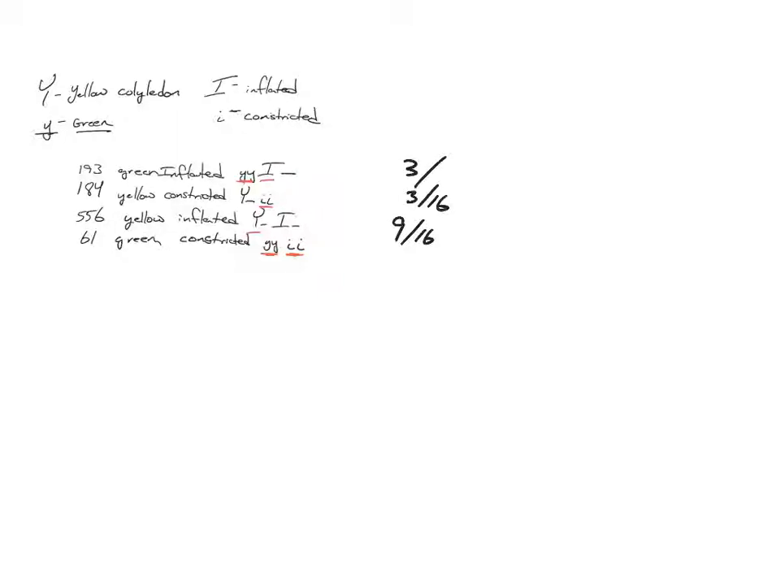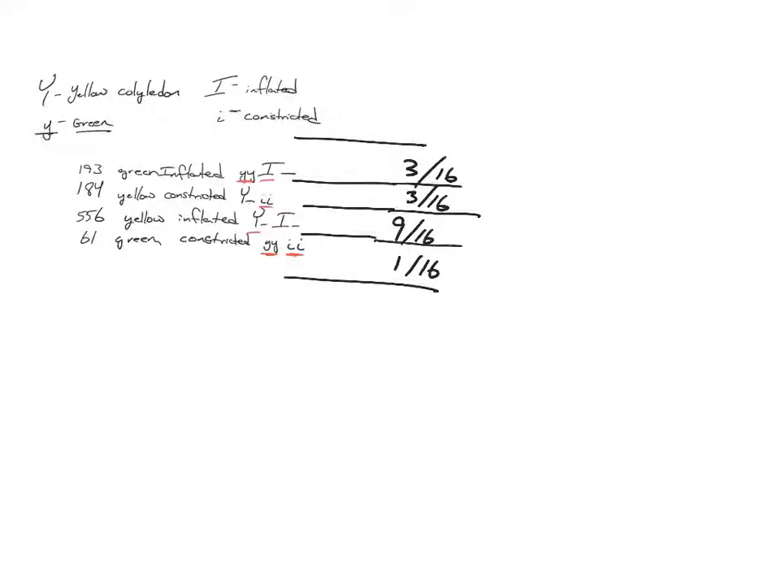3 out of 16 of the green inflated, and 1 out of 16 for the green constricted. Why? Because the double dominant ends up being the greatest number, and the two that have one dominant and one recessive trait are going to be 3 each. We've been through this a number of times, haven't we?